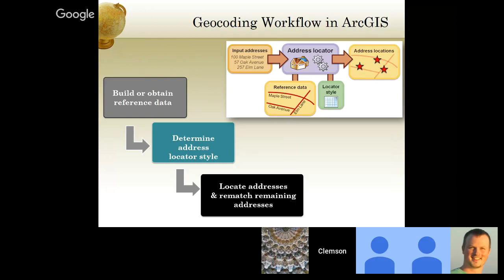So again, our workflow here is we're going to build or obtain our reference data. This is what we need to perform geocoding. Today, what you're going to use is geocoding data from the Esri Corporation. So it's from the year 2014. We have purchased data set current through 2016. And they're very, very good reference data sets. So we have our reference data, and then we have our address locator style. It may evaluate street addresses, it may evaluate and match zip codes or FIPS codes or a number of different things. And then we perform this locating and rematching step.